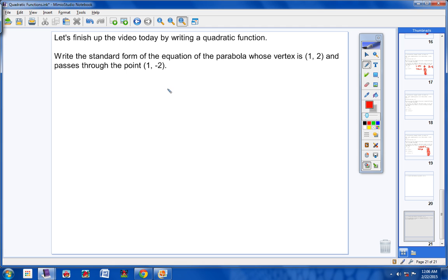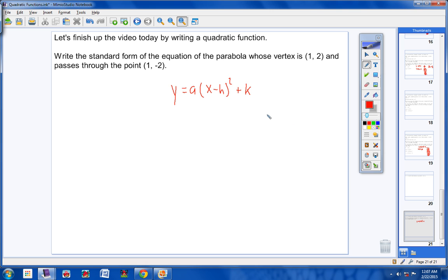Now we need to stop right now and learn to write the model of the standard form of a quadratic equation. So here it is. That is the standard form model of a quadratic equation. y equals a(x minus h) quantity squared plus k. You need to know this.